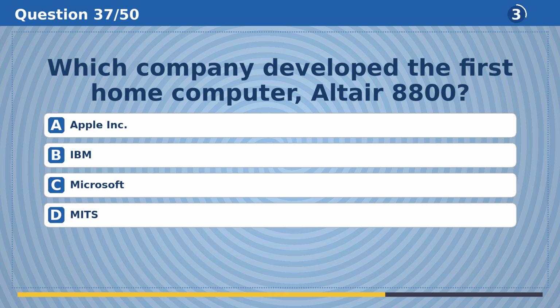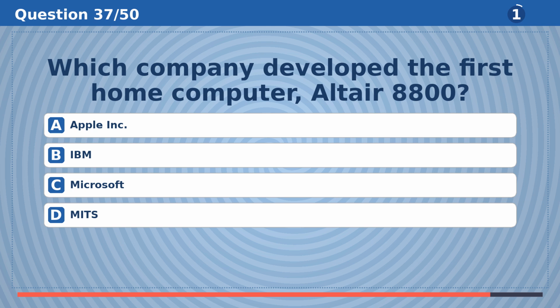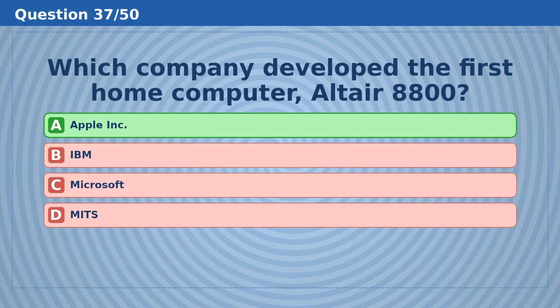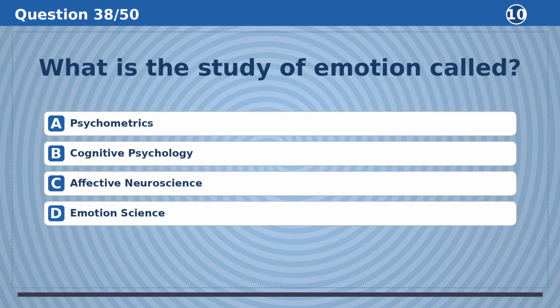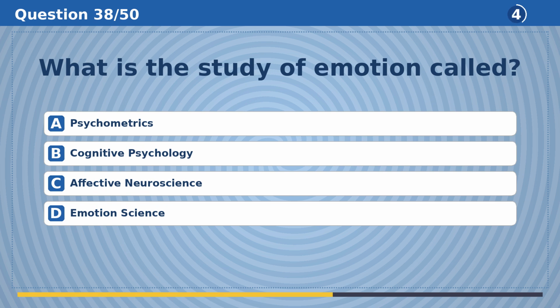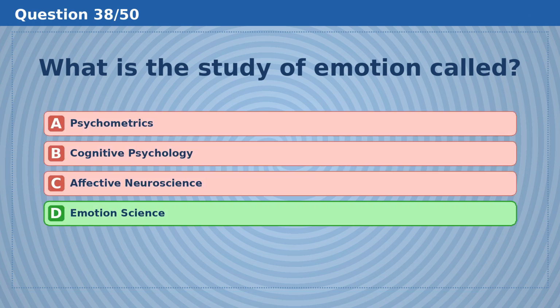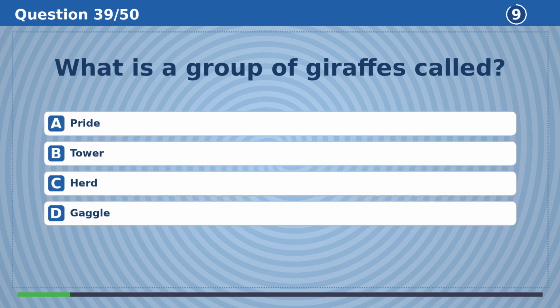Which company developed the first home computer, Altair 8800? The answer is A. Apple Inc. What is the study of emotion called? The answer is D. Emotion science.